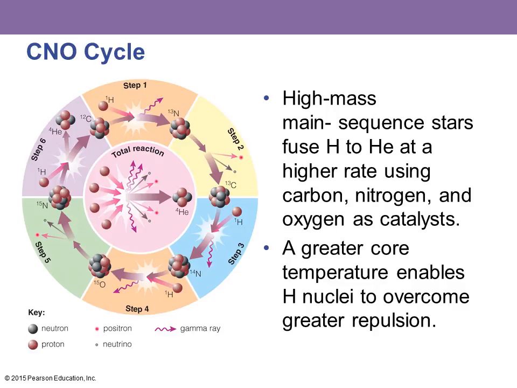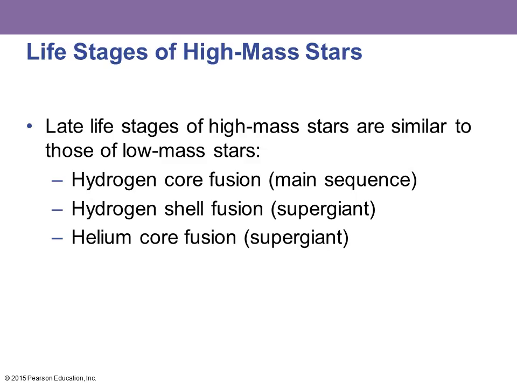This element cycle is a bit different from a low mass star. High mass main sequence stars fuse hydrogen to helium at a higher rate. They use carbon, nitrogen, and oxygen as catalysts. So those three elements are contained in a high mass star and help to provide an accelerated rate of fusion. A greater core temperature enables hydrogen nuclei to overcome greater repulsion. So the star is more massive, it's burning hotter, but it's also burning different elements within its core. It's still nuclear fusion, though.